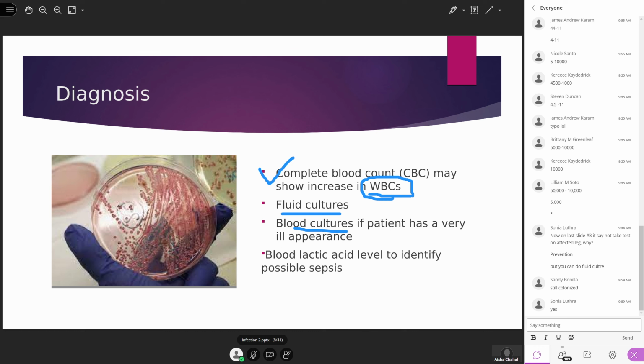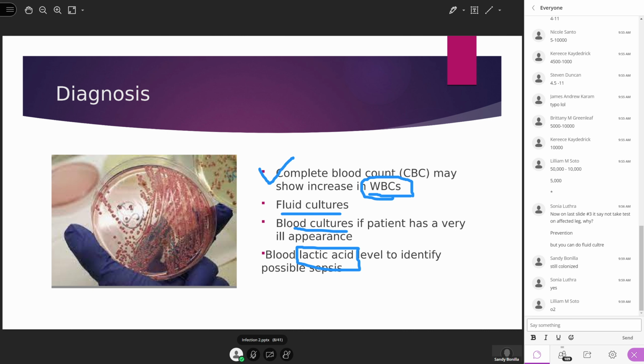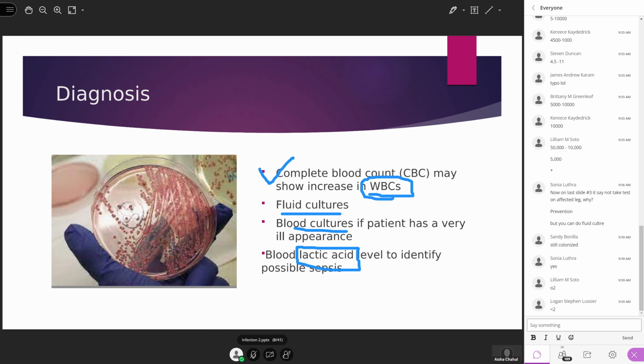And so blood lactic acid. What is the lactic acid? Maybe you have studied about it, and it is a very crucial, very critical blood work that we all should be aware of. It's a byproduct of the bacteria, right? In sepsis, yes, it is. In sepsis, the level will be high, right? Basically, it is formed by the muscles.